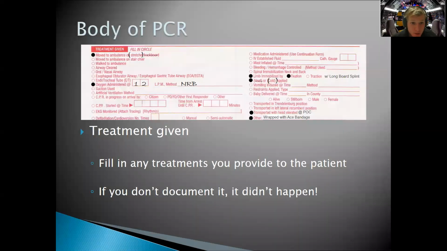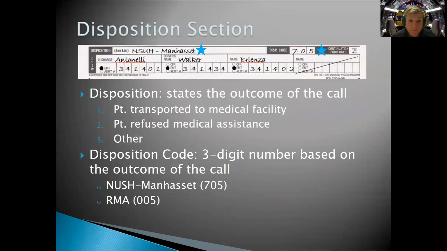The body of the PCR says treatment given. So patient was moved on the stretcher, oxygen delivered, limb immobilized, and cold given. Patient transported with head elevated at position of comfort and wrapped with ACE bandage. So also review all these in depth, and make sure you get all bubbled in that apply to your patient. If you don't document it, it didn't happen.